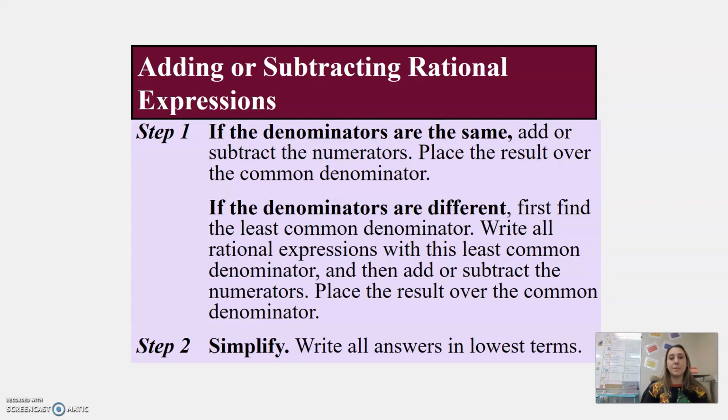So here are the steps for adding and subtracting rational expressions. We are not going to be covering this part yet. We will go over that when I come back because this is the hard part. So if the denominators are the same, add or subtract the numerators, place that result over the common denominator, and then simplify. So those are the two steps that we're going to cover. Go ahead and hit pause and write those down. Again, I will be going over what to do when we have different denominators, so you don't need to write that part yet. You could just skip this part.